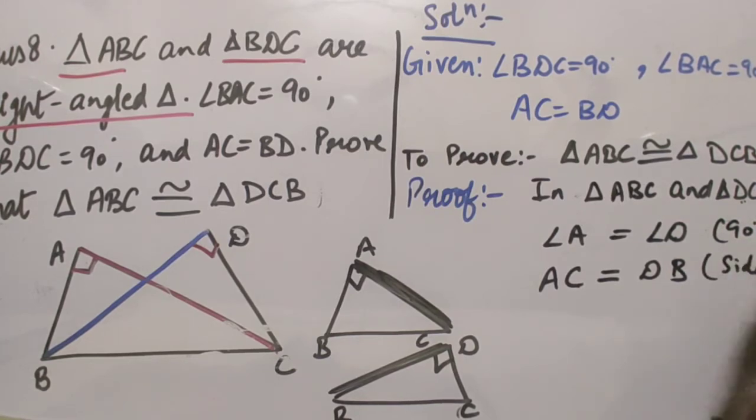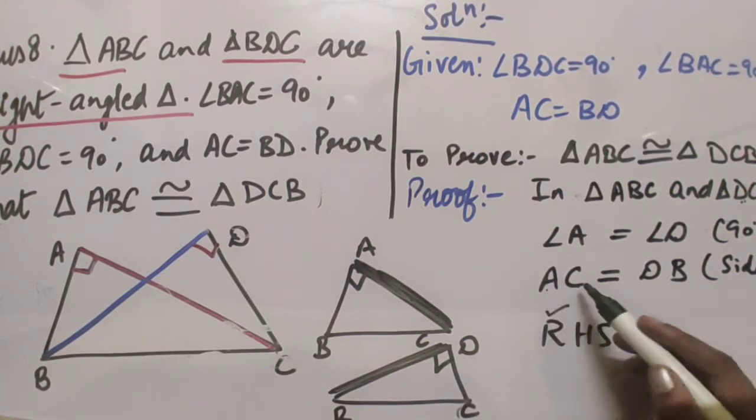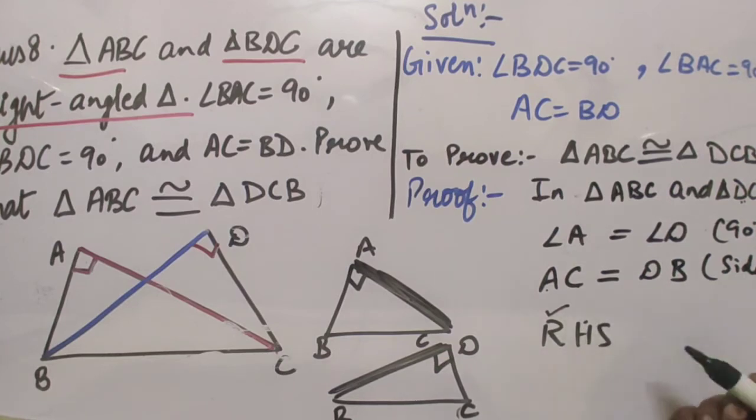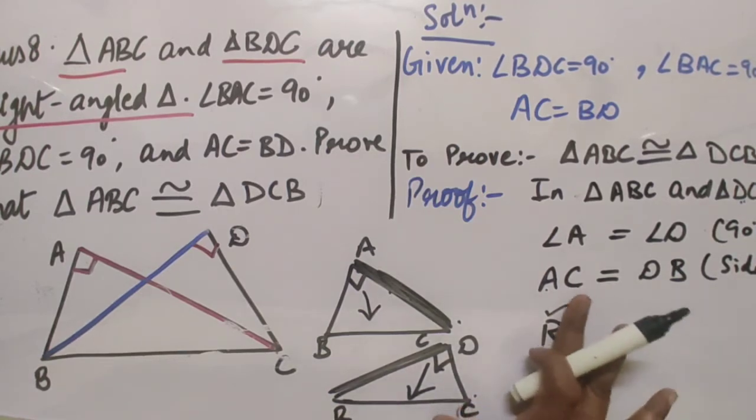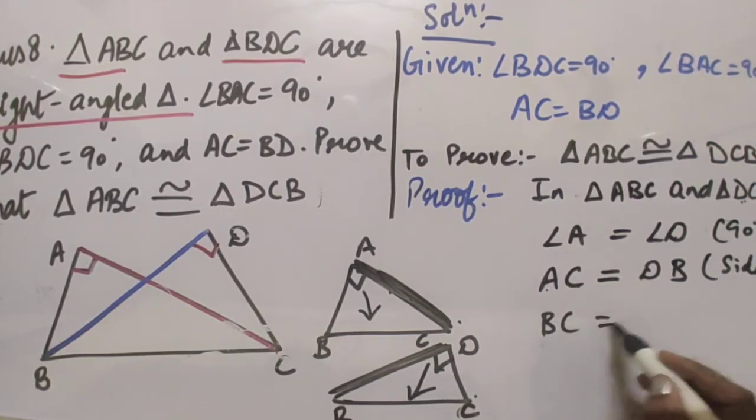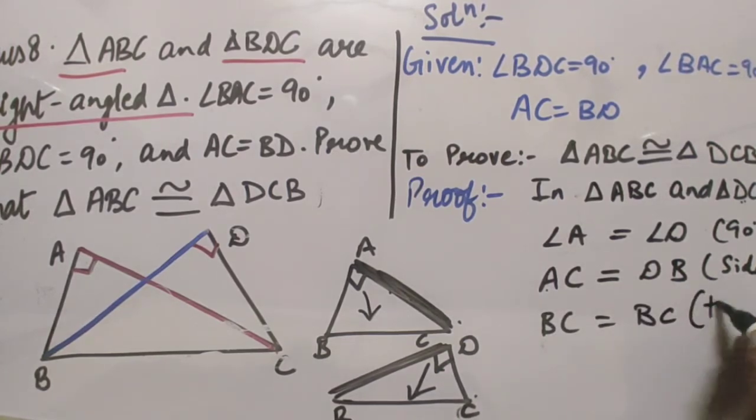So now a right angle is there, which is 90 degrees, and one side is given. So we will definitely try for RHS first. We are done with R. Now we have to see whether this is the hypotenuse or not. We already know that the side opposite to 90 degrees is known as the hypotenuse. So you can see that in this triangle the hypotenuse is BC, and in this triangle also the hypotenuse is BC. So we got our hypotenuse, which is common in both the triangles. It is a common hypotenuse, right? We can write common as well.